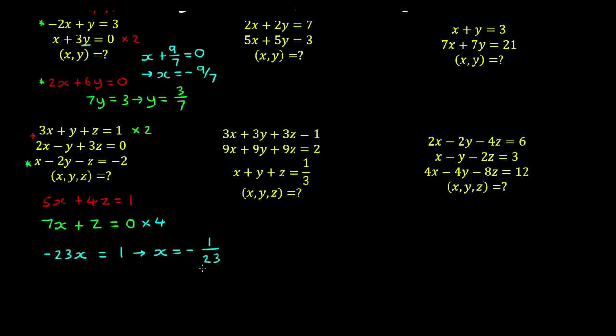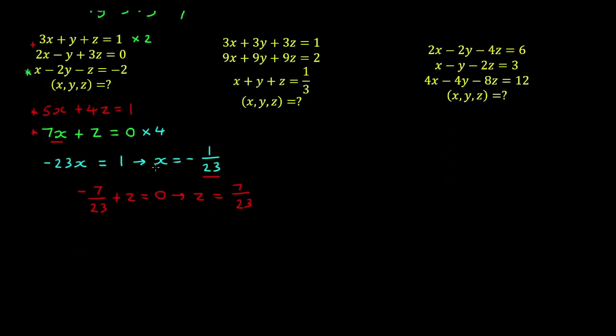And then if you substitute this into one of these equations, so we'll substitute into this second equation, we have minus 7 on 23, plus z is 0, so therefore z is 7 on 23. And now we can substitute for x and z into either of these 3 equations. So let's just substitute in equation 3.